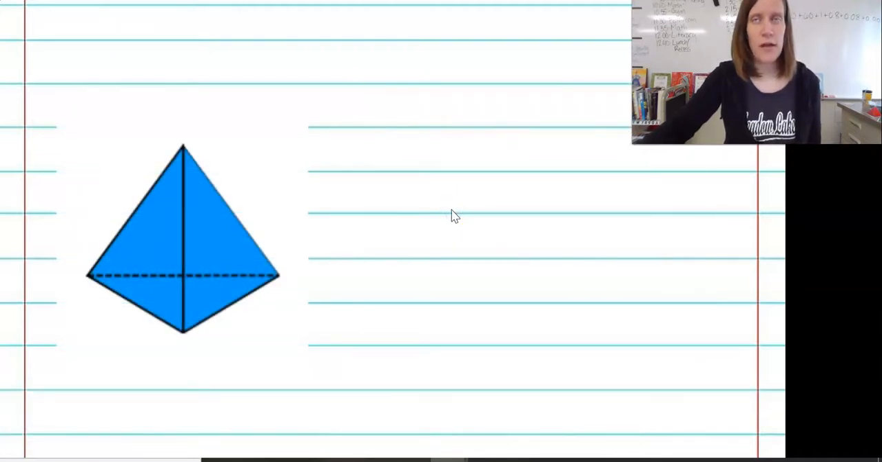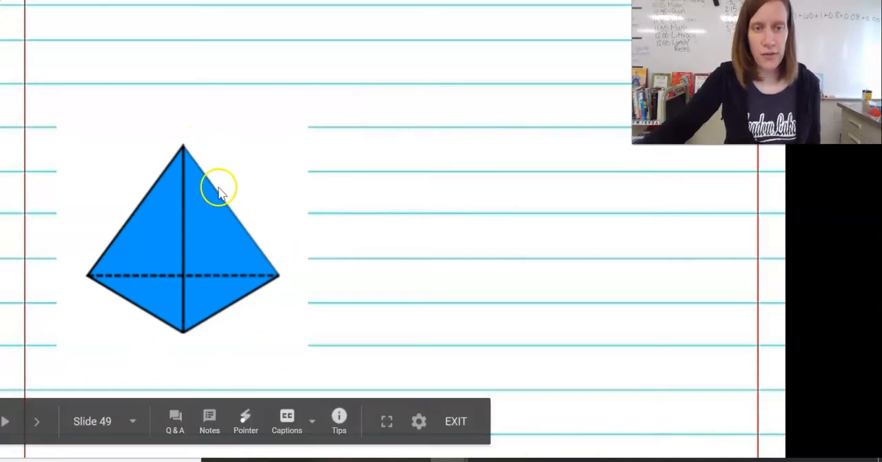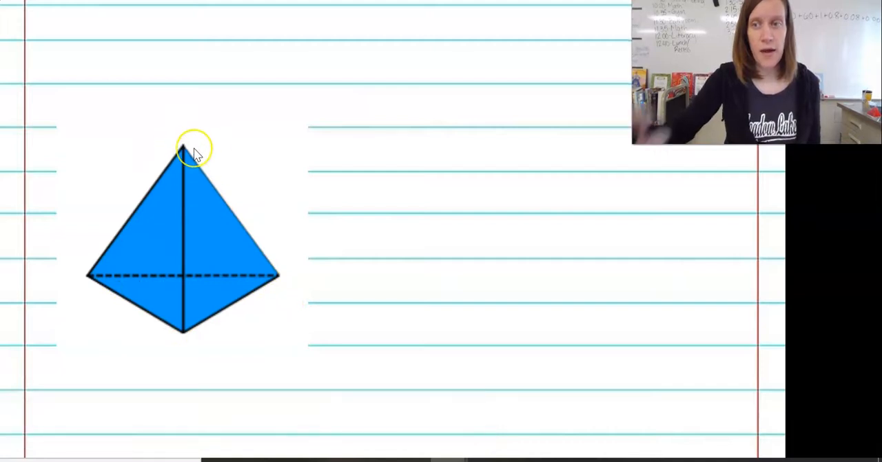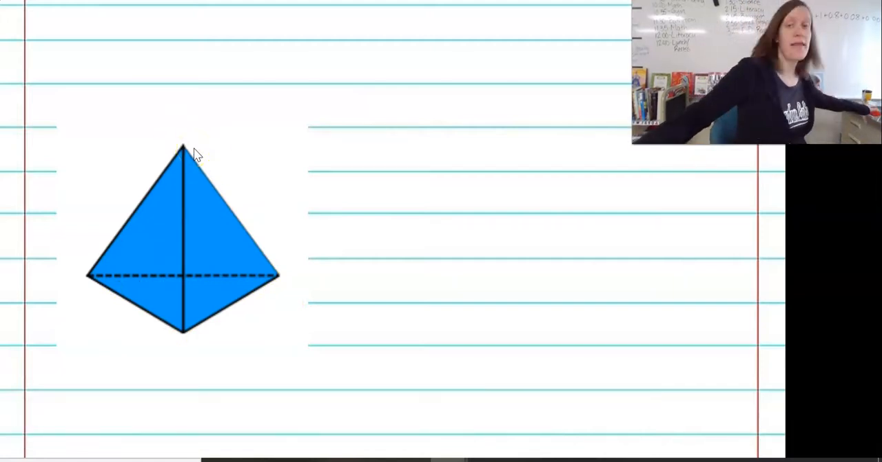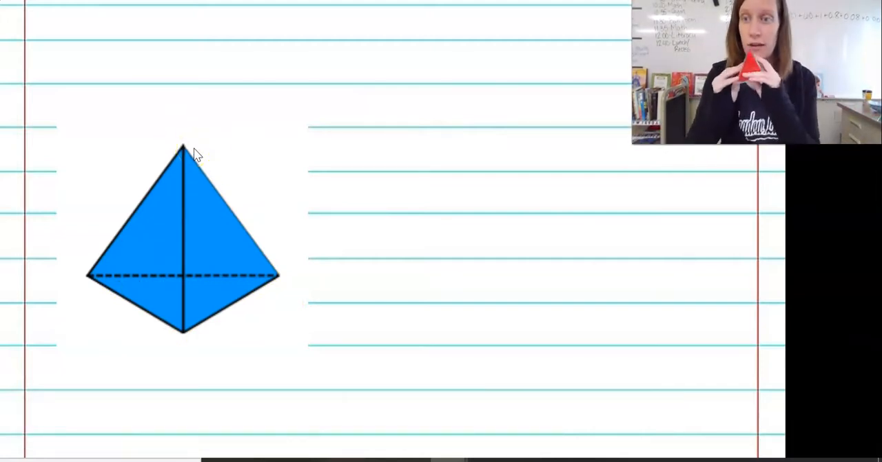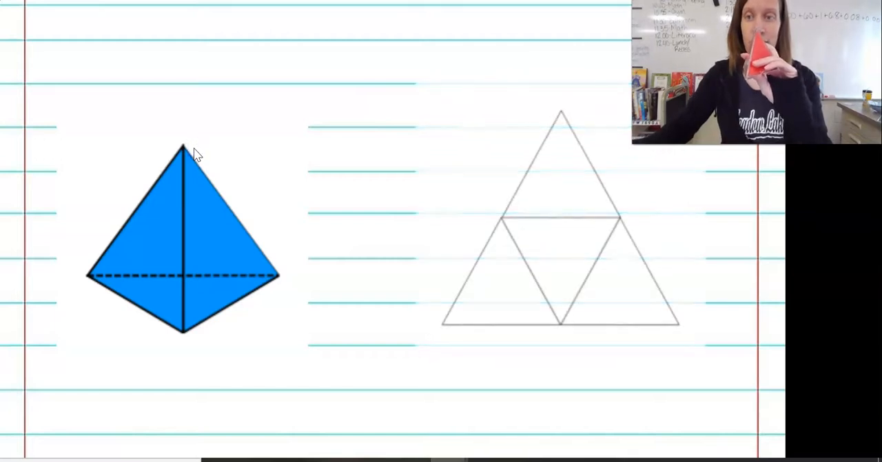And then I look at this one and I might think, okay, what shape is that? Well, it's got triangles around the side. It only has 1 base, and it's connected by 1 common vertex at the top. That must be a triangular pyramid, which I have right here.